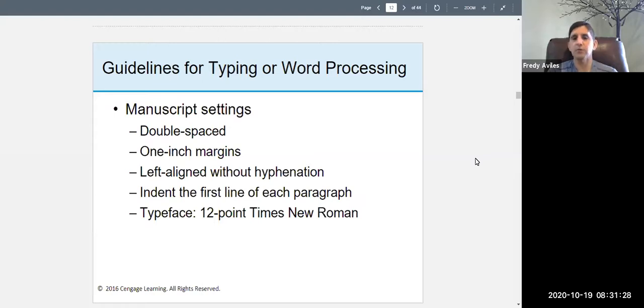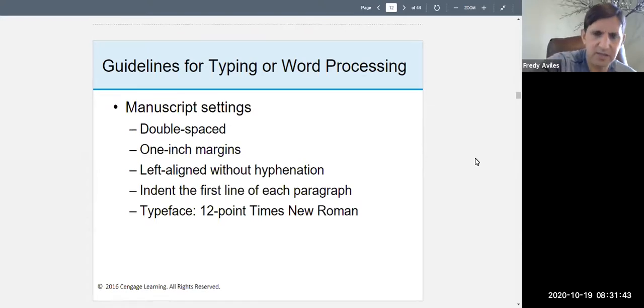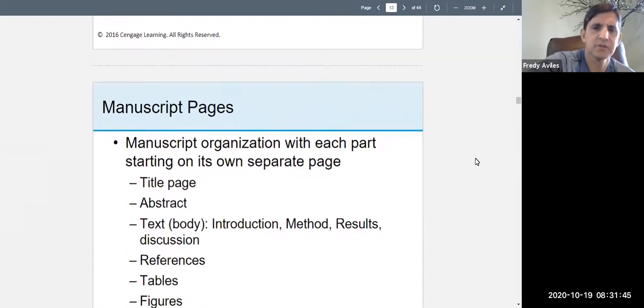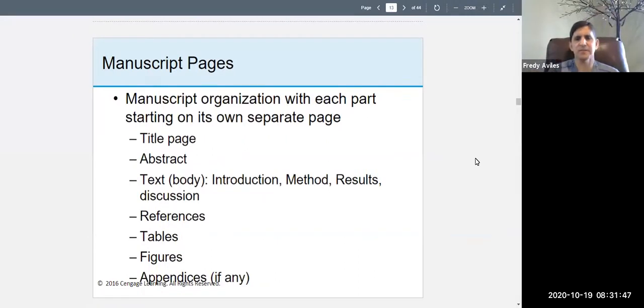Typeface: use 12 point, 12 font Times New Roman. Not 10 font, not 18 font. Don't use a bigger font to make your paper look longer than it actually is. I did tell you guys that your paper can be anywhere from 7 to 10 pages, and that information's on your syllabus.